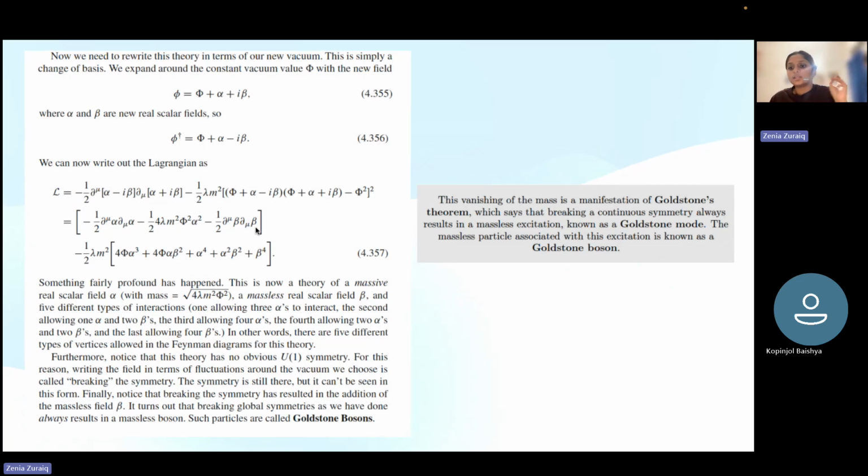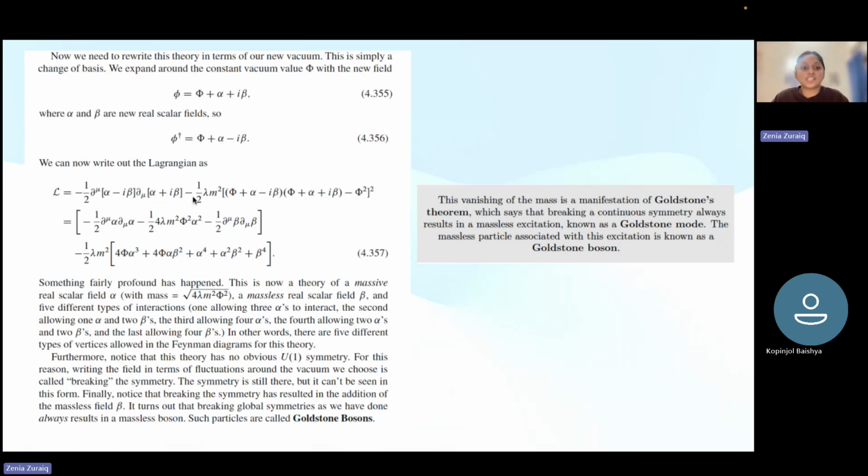So already the theory of one complex scalar field has become one massive real field and one massless real field. The complex scalar field has broken down into a massive real scalar field alpha and a massless real scalar field beta. And then there are a bunch of interactions. This is alpha interacting with itself at a 3 vertex. This is alpha beta squared. This is alpha to the 4, so 4 alphas interacting, alpha squared beta squared, and so on. So there are all these different kinds of self interaction and interaction between the two real fields.